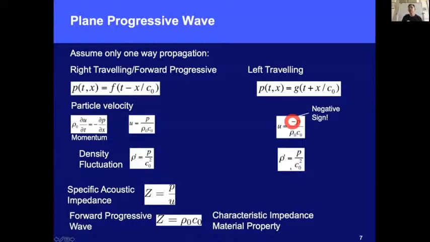The density fluctuation doesn't change. It stays the same sign as the pressure. But just keep in mind that when you have a negative going wave, a left traveling wave, the particle velocity is out of phase with respect to pressure. For right traveling waves, everything is in phase.